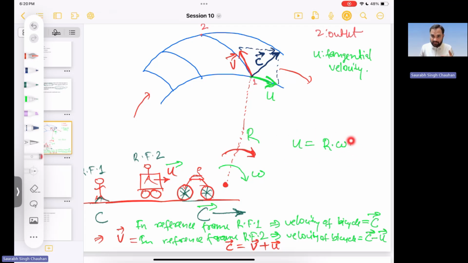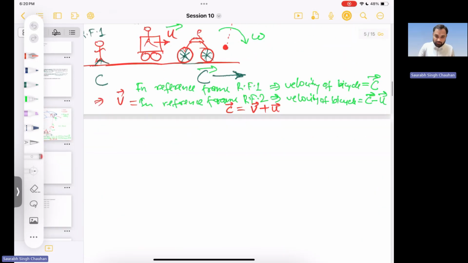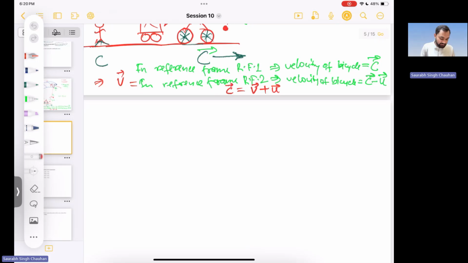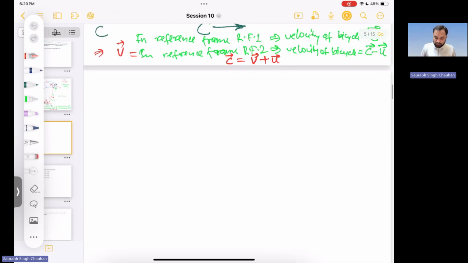r is the radius at this point 1, and omega is the angular velocity. So if I draw this diagram separately, it will look something like this. How will it look?